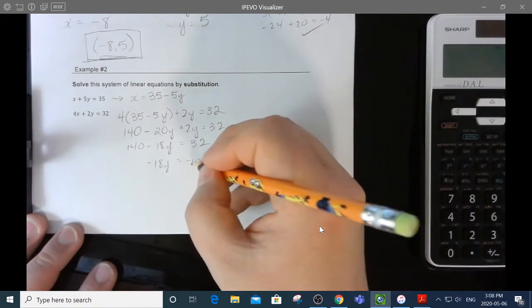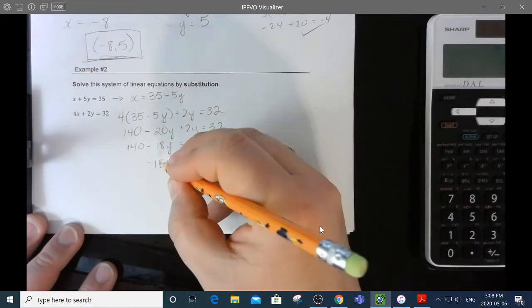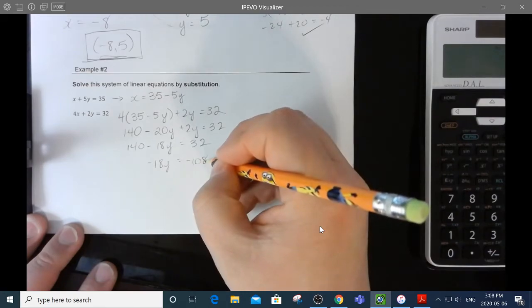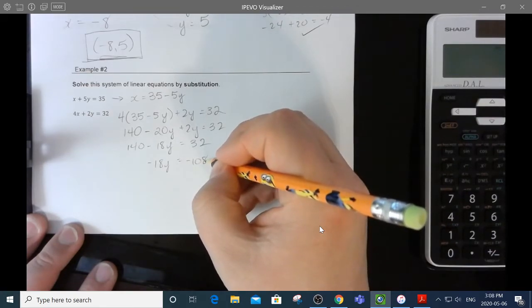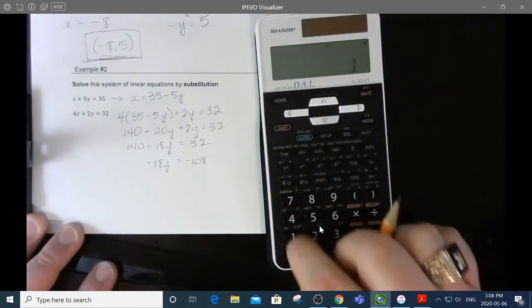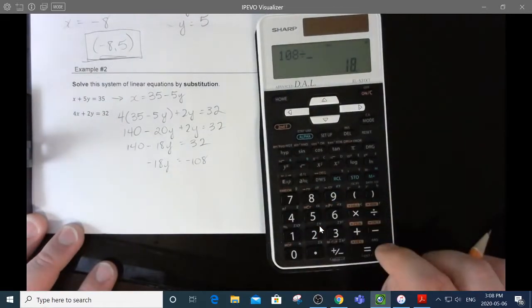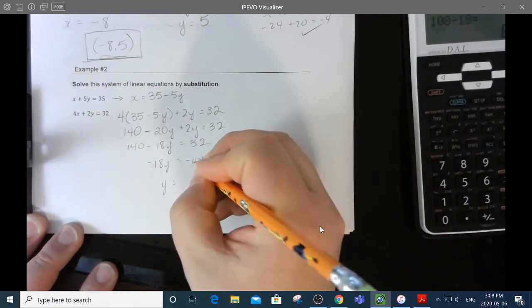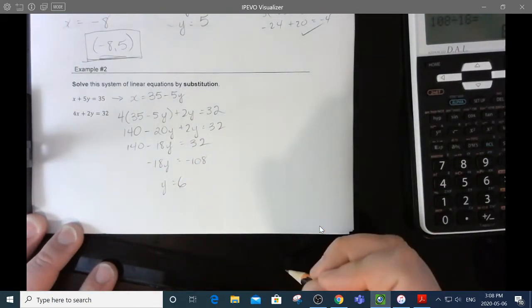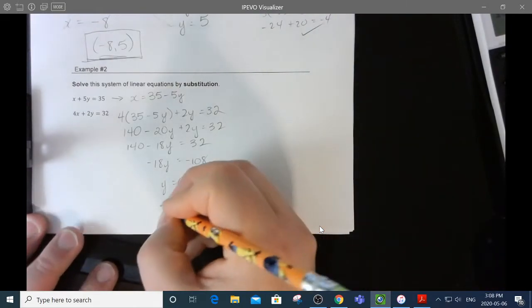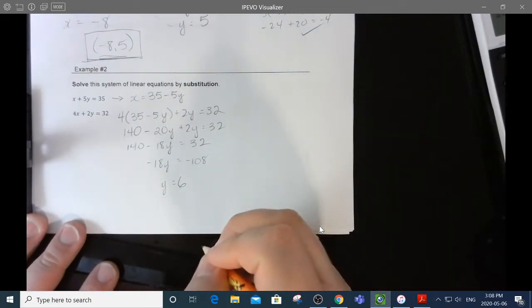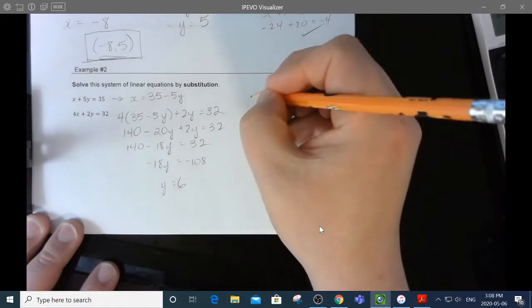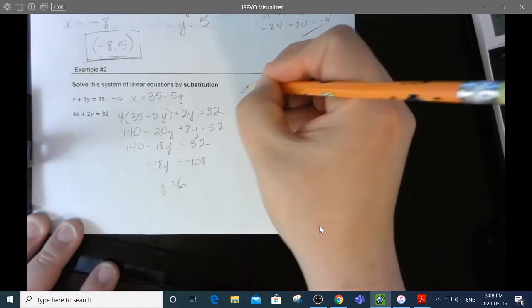So negative 108. And I think actually 108 divides by 18. Let's see. 3 goes into 108, and 6 goes into 108. So yes, it does go in. So let's see, maybe I'll use a calculator to help me, just to make sure I don't goof this up. Since 18 is out of my times table, it is 6. So y is equal to, negative divided by negative is a positive, so I'll get 6. And so I think that the solution is y is 6. I'll go back and plug that 6 into here.